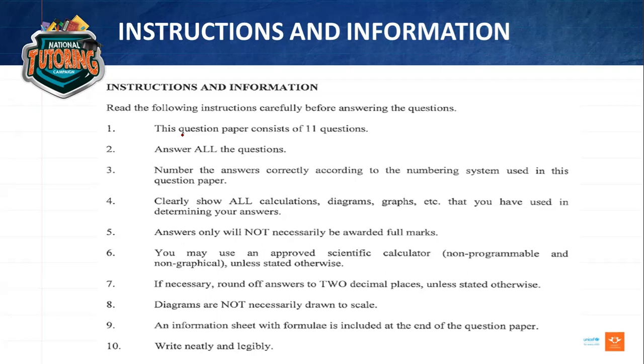Remember, you are going to be allocated about 10 minutes reading time for your paper, where you are not writing anything, you are just perusing through the paper. Use that time to read the instructions and information, okay? It tells you how many questions are in a paper. For example, there might be 11 questions in the paper.